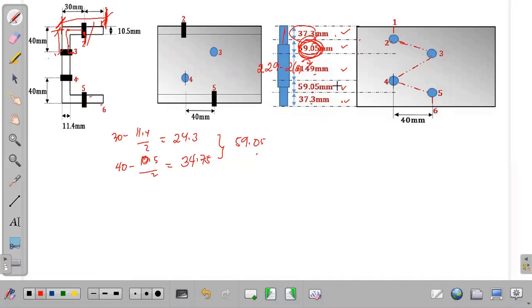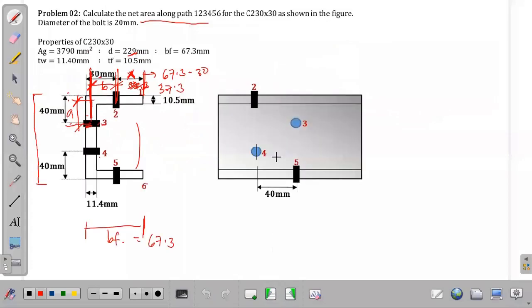Okay? So ito yung unang step natin, to convert our channel section into its equivalent plate. So pagka kinonvert natin yan, yan yung magiging equivalent plate niya with the distances. Okay? So mas madali na lang kunin. Yung kukunin natin is yung net area along path 1, 2, 3, 4, 5, and 6. So yan yung hinahanap natin sa problem natin. To calculate the net area along path 1, 2, 3, 4, 5, 6.